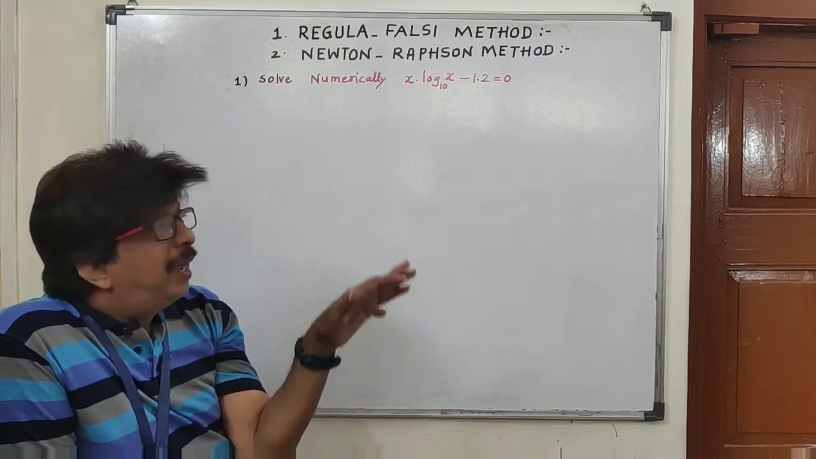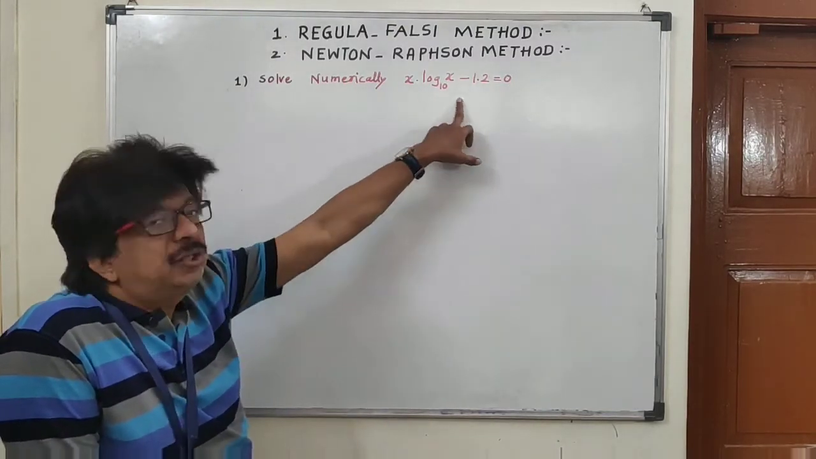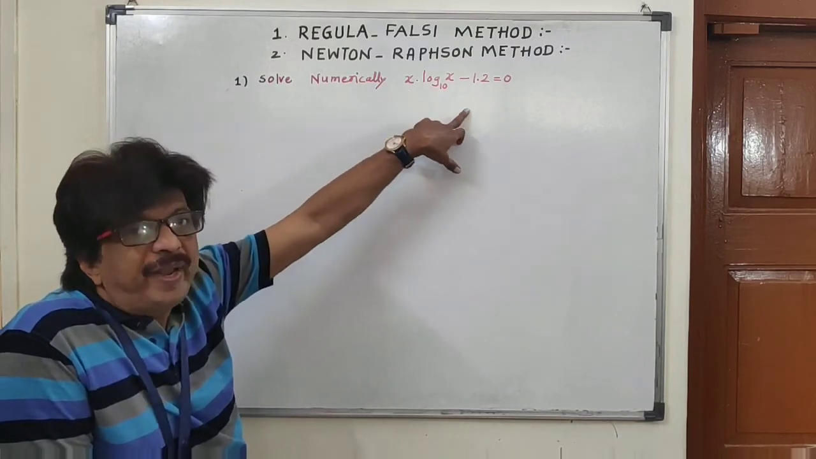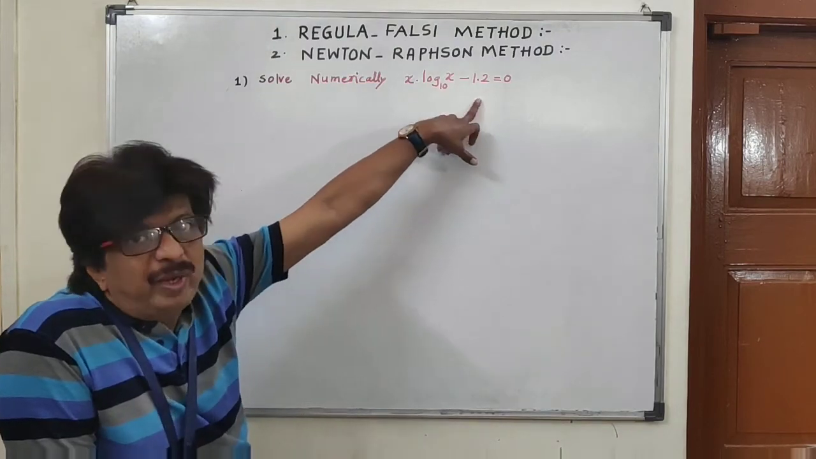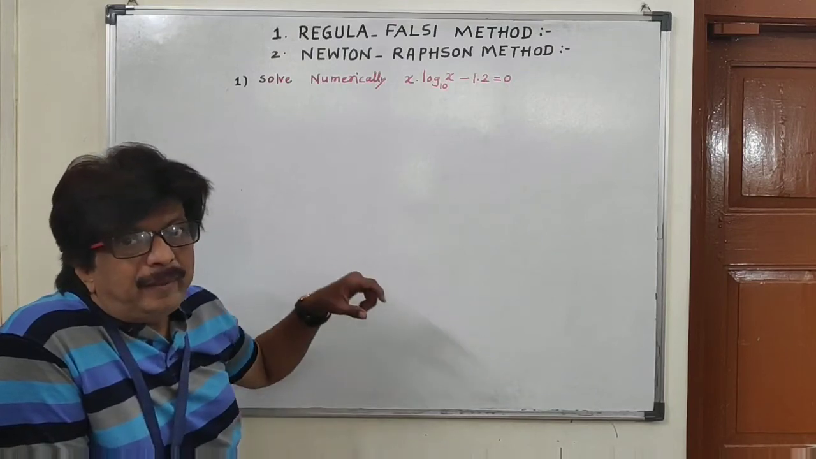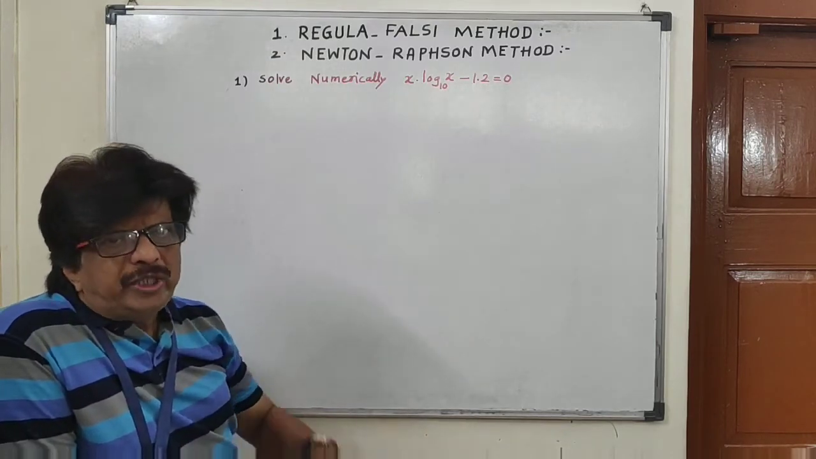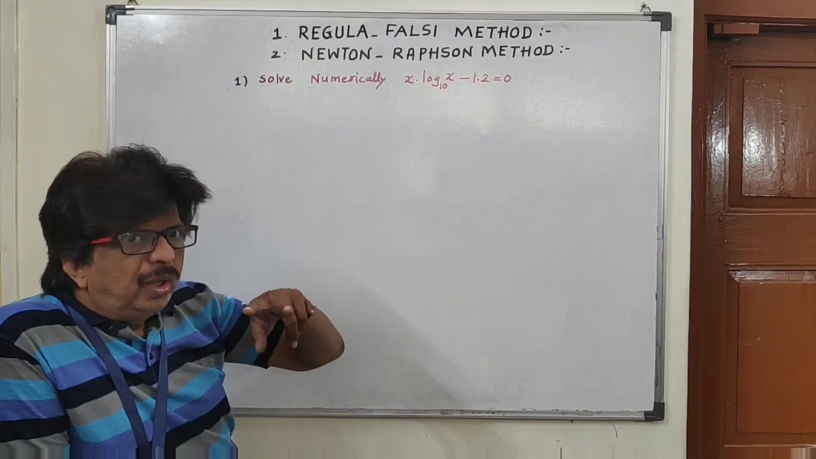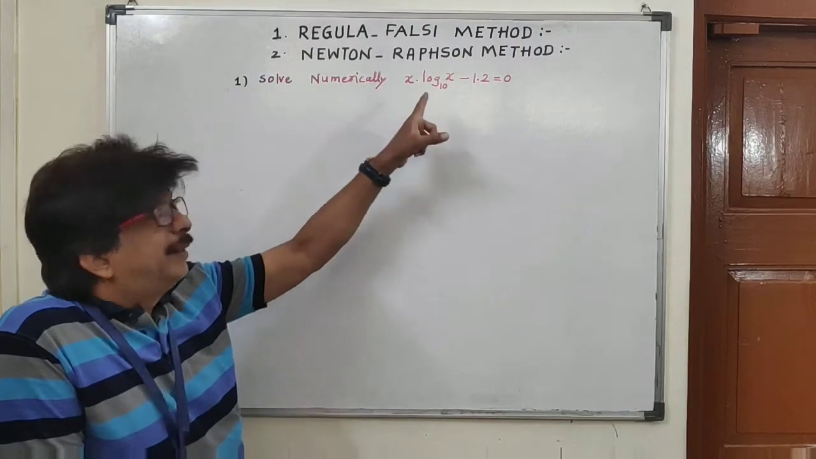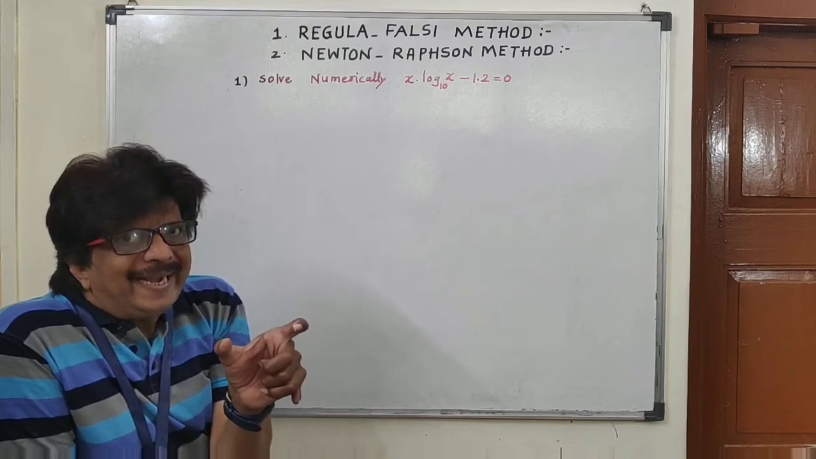Now, in this lecture, I am going to solve a transcendental equation. Let us solve this numerically, of course, not analytically. The equation given is x log x to the base 10 minus 1.2 equal to 0. Here we would be using the method of false position. At the outset, we track the root of this equation in a certain interval.